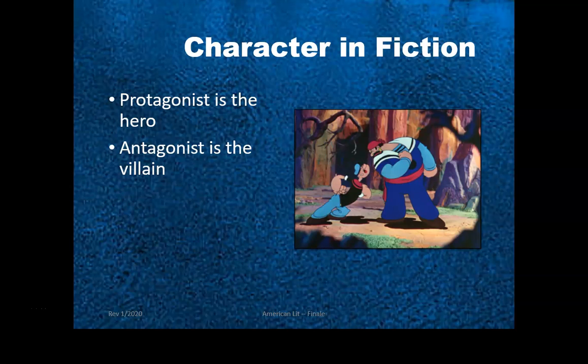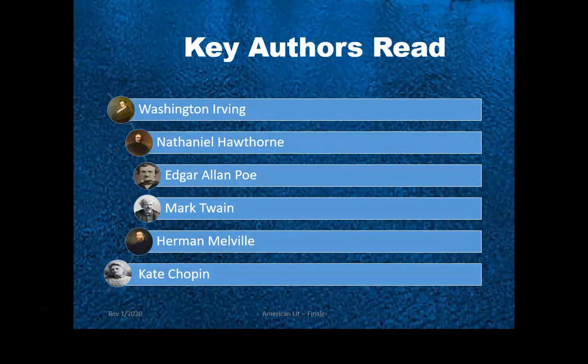In fiction, you have the protagonist, who is a hero, and the antagonist, who is a villain. If you think of Popeye and Bluto, they are the classic hero and villain. And again, one of the things American heroes may have is that they may seem to be the underdog, that they are not up to the challenge of defeating the villain, but in the end, they do succeed. Some of the key authors that we have read were Washington Irving, Nathaniel Hawthorne, Edgar Allan Poe, Mark Twain, Herman Melville, and Kate Chopin.